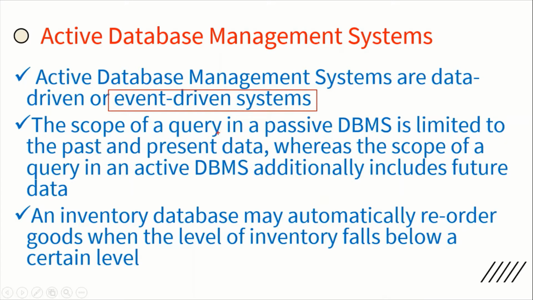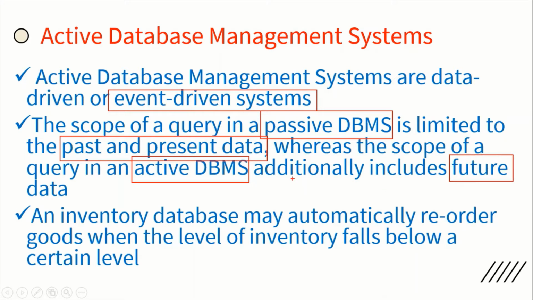Then the scope of a query in a passive DBMS. Here the query means it's like a question, right? We send a request to the DBMS and it gives us the information. That's what we call a query. The scope of a query in a passive DBMS is limited to the past and present data, whereas the scope of a query in an active DBMS additionally includes future data. This point tells us the difference between passive DBMS and active DBMS. In a passive DBMS, it gives us the past and present data, whereas in an active DBMS, it also includes the future data.